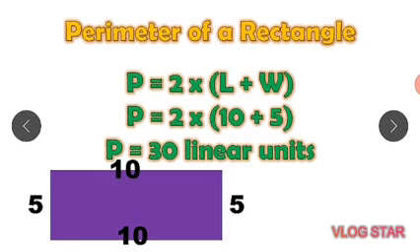For example, find the perimeter of a rectangle with a length of 10 linear units and a width of 5 linear units. Simply 10 plus 10 plus 5 plus 5, or 2 times length plus width. The length is 10 plus width 5, the answer is 15, times 2, 30 linear units. Just remember the formula and how to compute it. Add first the length and width, then multiply by 2. That is the perimeter of a rectangle.